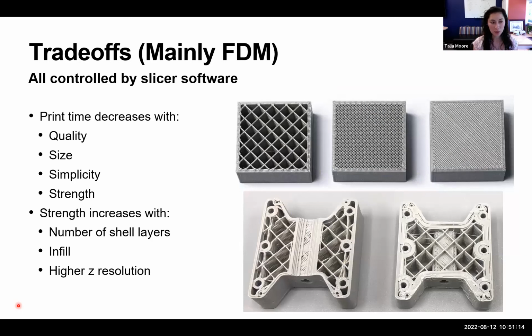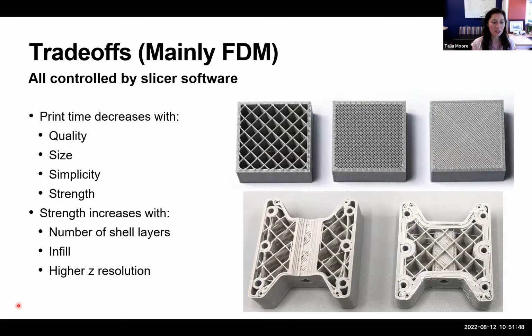Okay, so here are some trade-offs. And all of this can be controlled by slicer software. One of the biggest issues if you're working with 3D printing of any type is figuring out when people can schedule themselves in to use the 3D printer, because everyone's going to want to use it. And so you can reduce your print time by reducing quality, size, increasing simplicity, or reducing strength. And strength itself is something you might want to optimize as well.